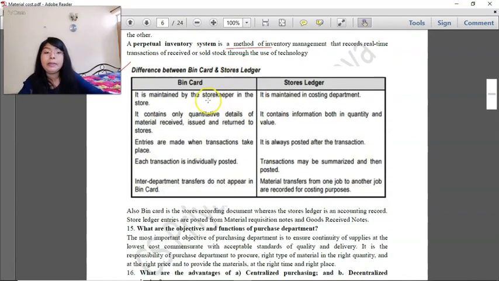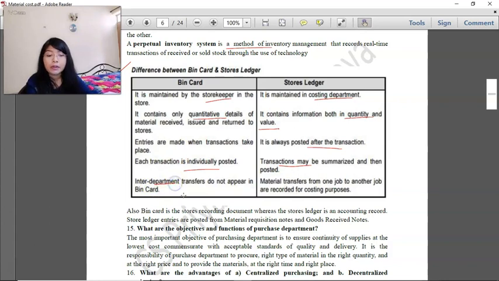Bin card is basically maintained by the storekeeper. Stock ledger is made by the costing department. Bin card contains only quantitative detail, while the stock ledger contains both quantity and value. Entries are made when a transaction takes place under bin card, and under stock ledger it is posted after the transaction has taken place. Here each transaction is individually posted for each particular item, but in the ledger the summarized form is posted for the transaction.